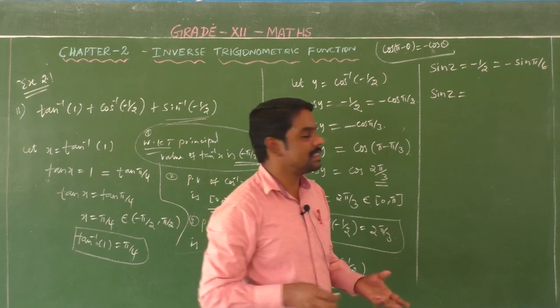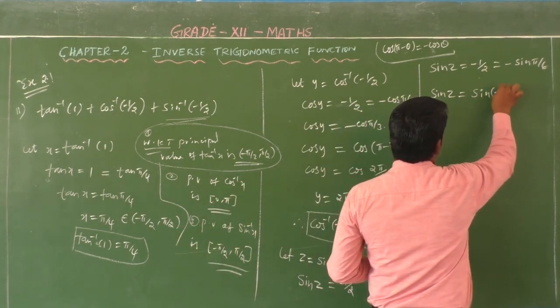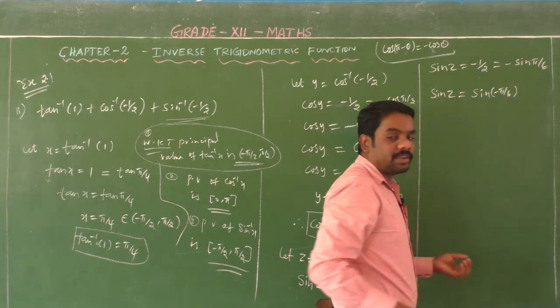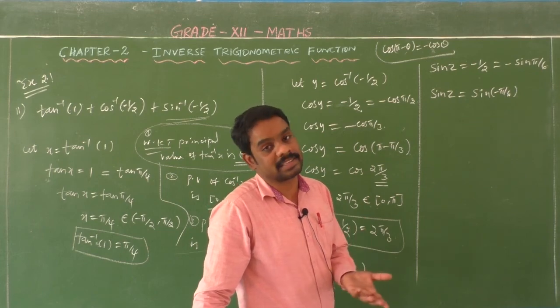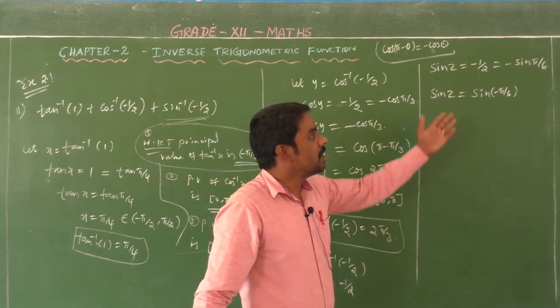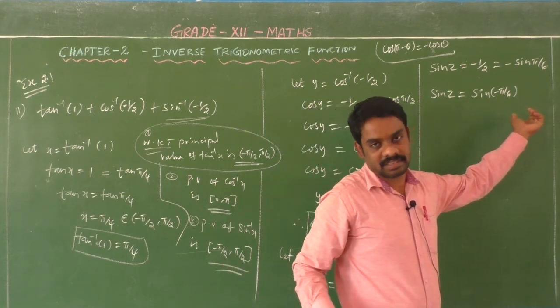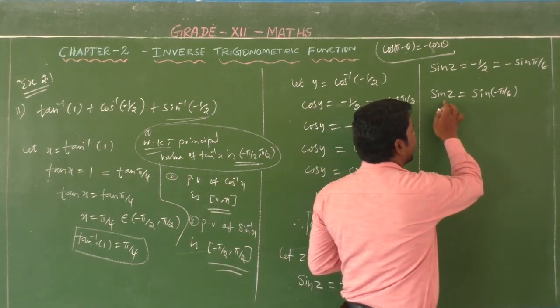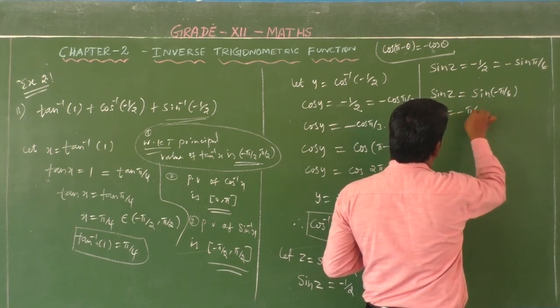Minus sine pi by 6 is written in the form of the sine of minus theta formula. You know the formula, sine of minus x is equal to minus sine x. So here minus sine pi by 6 is changed into the form sine of minus pi by 6. So sine z equal to sine of minus pi by 6. Therefore z equal to minus pi by 6.